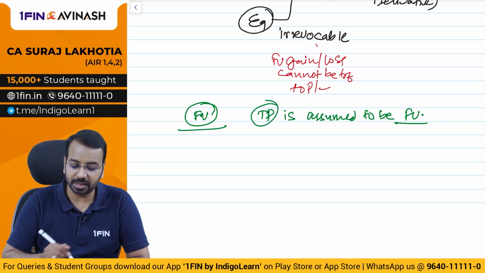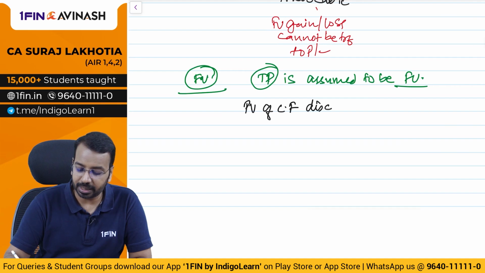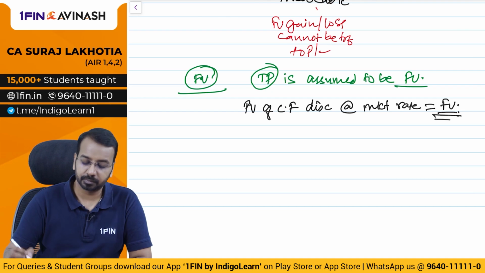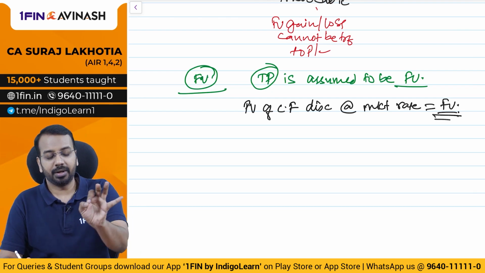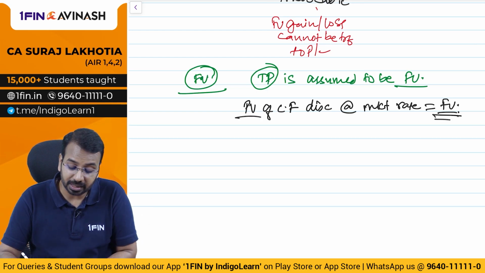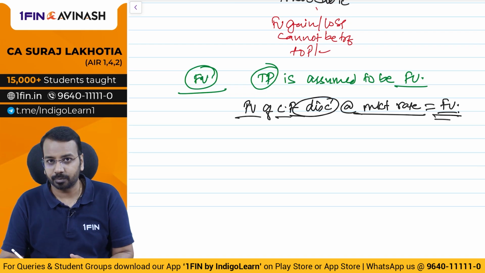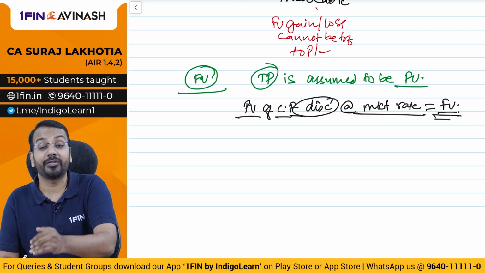If transaction price is not available, then present value of cash flow discounted at market rate is equal to the fair value. So, if transaction price is given, we will take the transaction price. If transaction price is not available, we will take present value of cash flow discounted at market rate, that will be the fair value. Okay. Now, this part I will take an example and explain it in further detail.